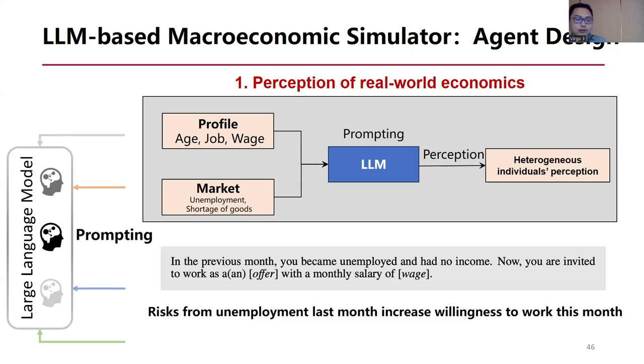This example shows that the risks from unemployment last month increased the user's willingness to work this month. In the previous month, if you had become unemployed and had no income, now you're invited to work at and so on. So this is a kind of prompting for noticing the agent of the current status of the recent months.